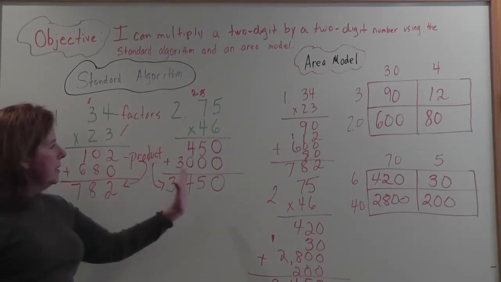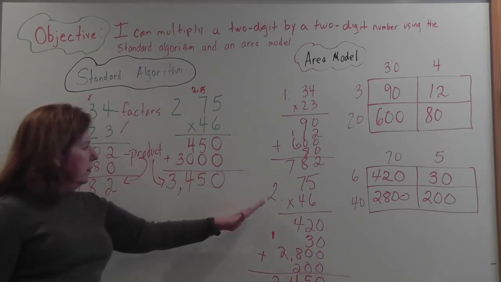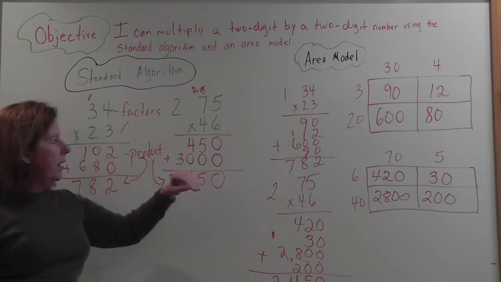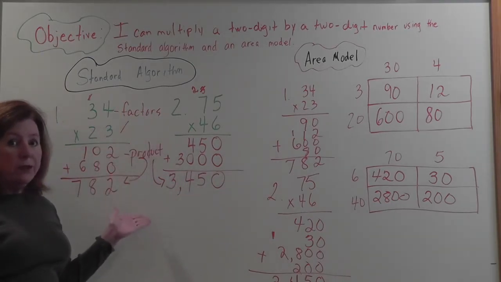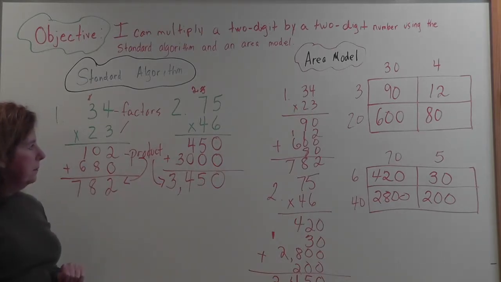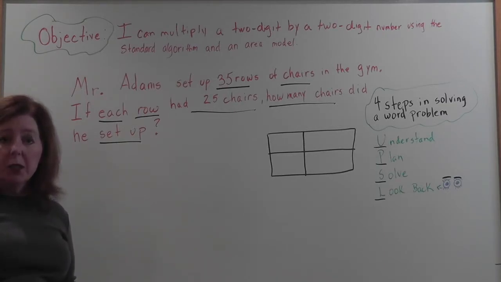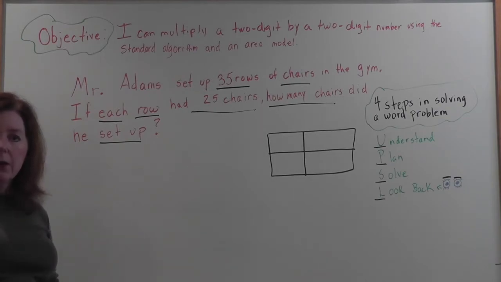So whatever is easy for you to do, whichever strategy you want to use to multiply a 2-digit times a 2-digit number, use it. Use either way. Okay? Now let's apply what we've learned by multiplying a 2-digit number times a 2-digit number using the standard algorithm way and the area model way and working out a word problem.